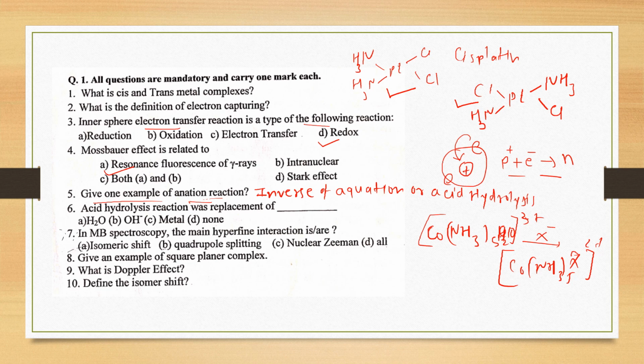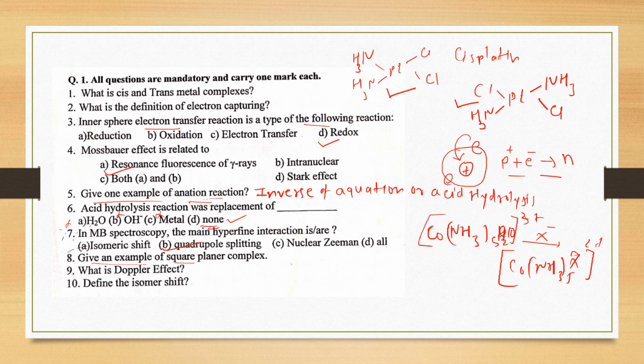Acid hydrolysis reaction was replacement of none. Why none? Because in the case of acid hydrolysis, the ligand is replaced by H2O. So H2O is not replaced, OH minus is not replaced, metal is not replaced. So that's why D option is the right option. In Mossbauer spectroscopy, the main hyperfine interaction is quadrupole splitting.